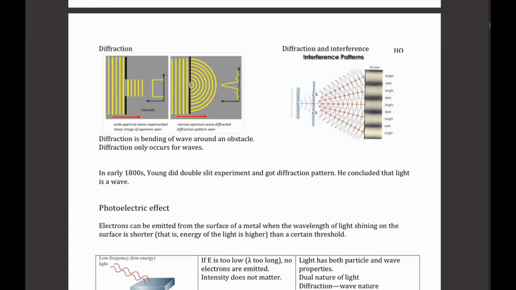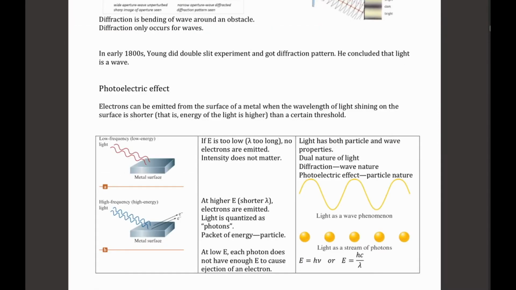In the early 1800s, a scientist named Young did this double slit experiment. That's the second image there at the top of the page, and he got a diffraction pattern. From that, he concluded that light is a wave. Electromagnetic radiation is a wave, because only waves undergo this diffraction and interference. So from that, it was established that light is a wave.